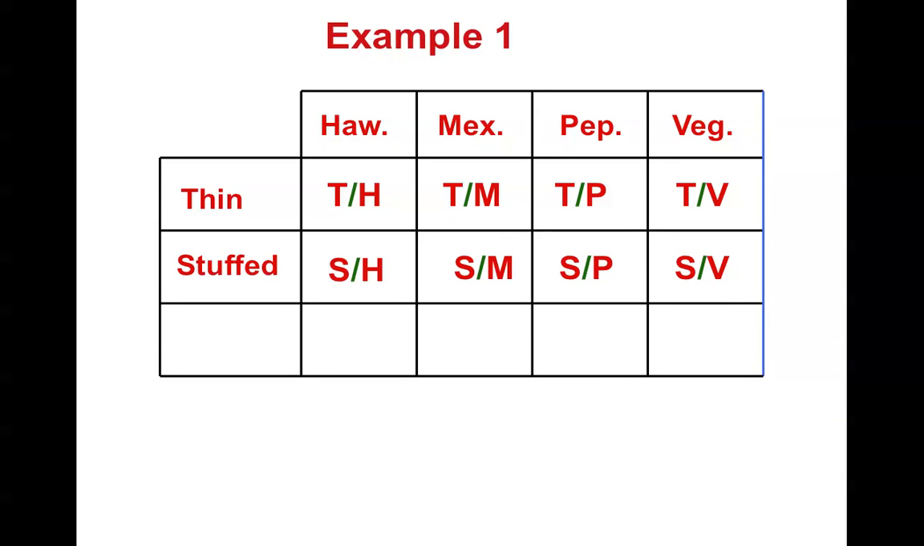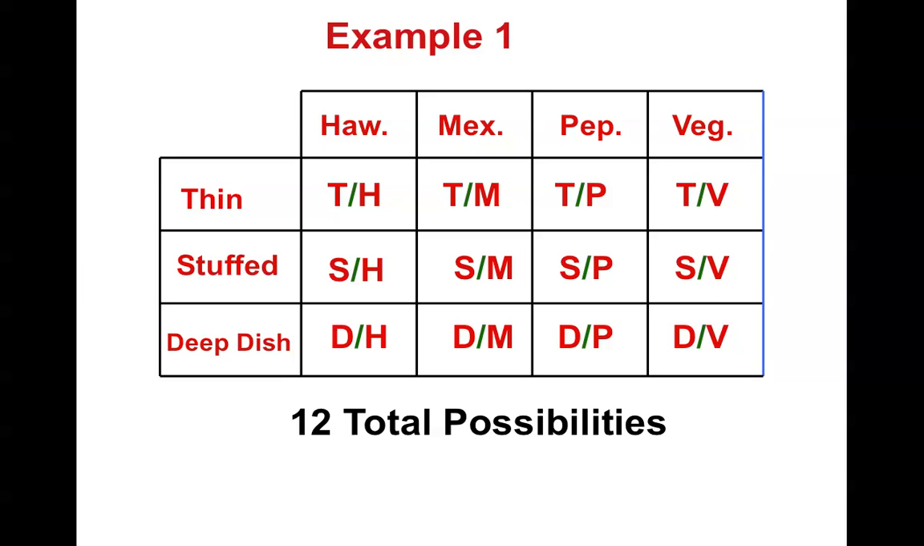What would happen if we added deep dish to our table here? Well, once again, we would be adding 4 more possibilities. And you can tell that there are 12 total possibilities no matter which way we write it.